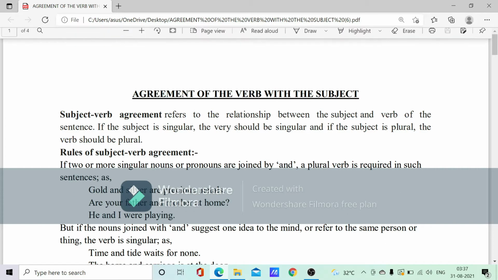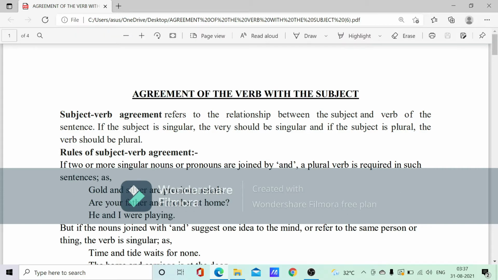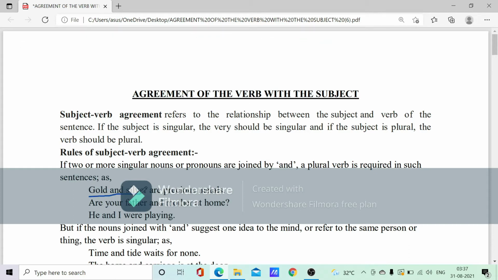And here are some examples. Gold and silver, right? It is very much here, you can see it. Gold and silver. Here, you see, there are two subjects. One is gold, another is silver. And that's why here we have used are, not is. And in the next statement, you would find, are your father and mother at home? Here you find that both are separate persons, mother and father. There are two individuals, and that's why we have used are, not is.